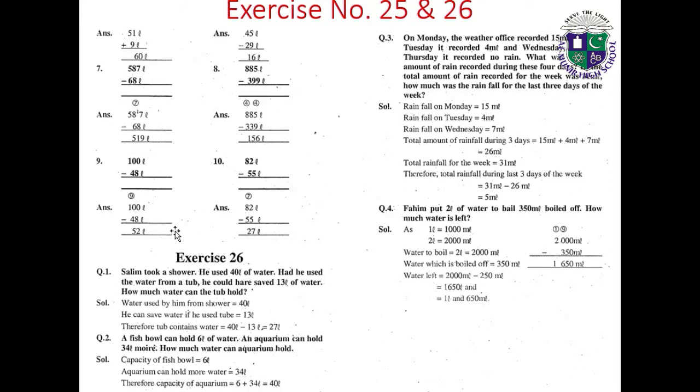Water put to boil is 2000 milliliter, and water which is boiled off is 350 milliliter. The water left is 2000 minus 350 milliliter. When we subtract 350 from 2000, we get the answer 1650 milliliter. And 1650 milliliter equals 1 liter and 650 milliliter. That is your answer.